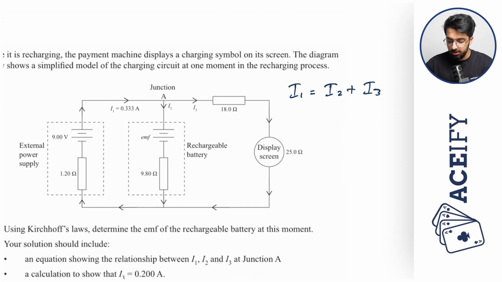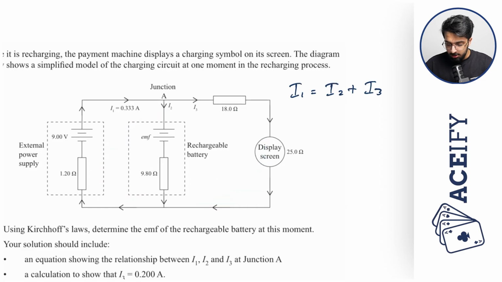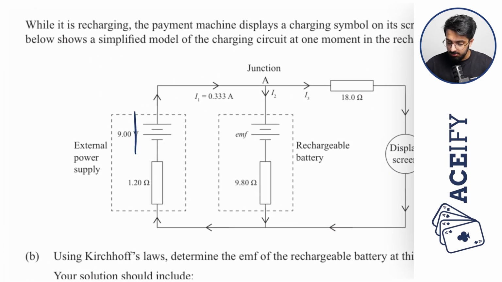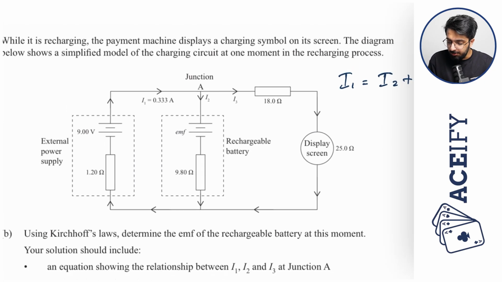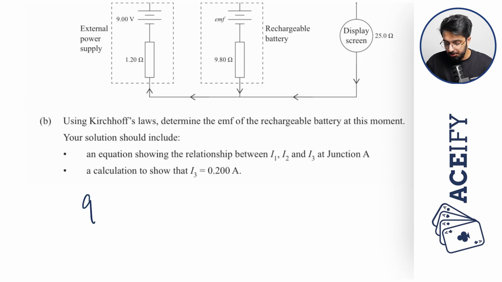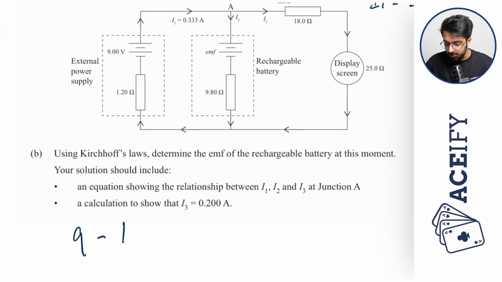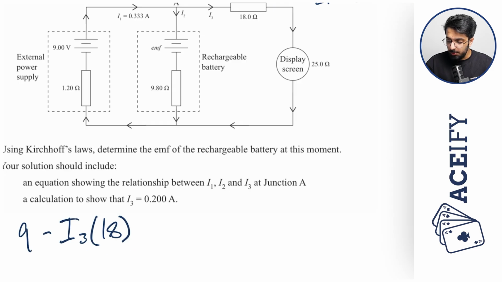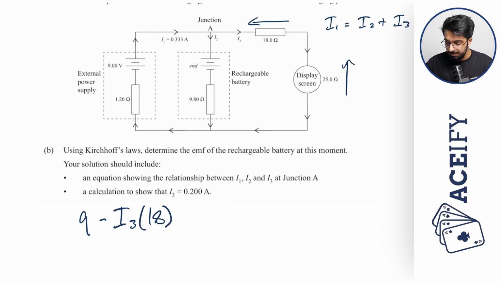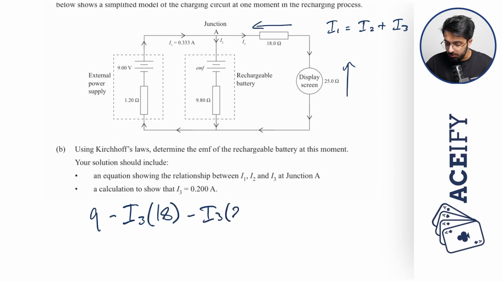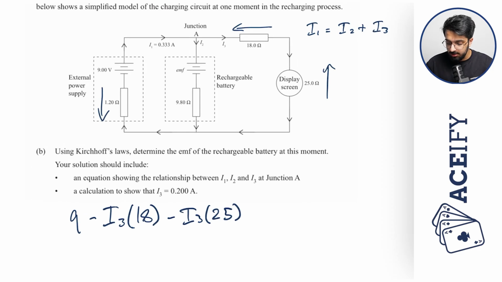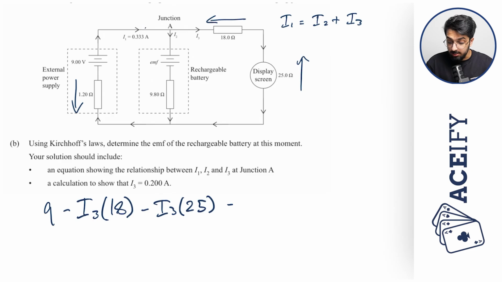So for the first loop for our voltage law, we can use this outer loop right here. As you can see, we have a 9-volt rise. And then we have a voltage drop across this resistor, and that voltage drop is equal to the current, which is I3, multiplied by the resistance, which is 18 ohms. And once more, we have another voltage drop across this display, and that's minus I3 times the resistance, which is 25 ohms. And we also have another voltage drop for the internal resistance, and so that is our current, which in this case is I1, so that's 0.333 multiplied by its resistance, which is 1.2.